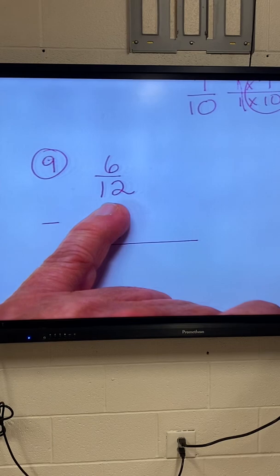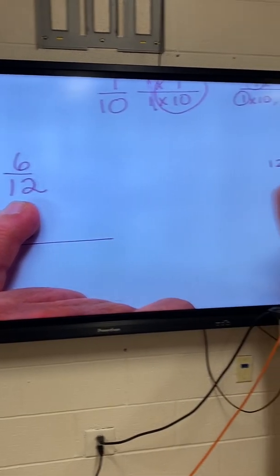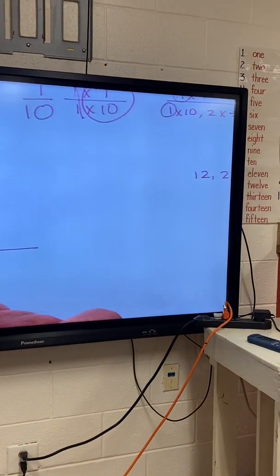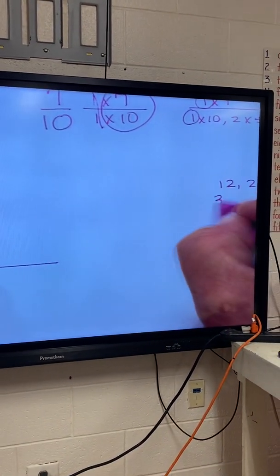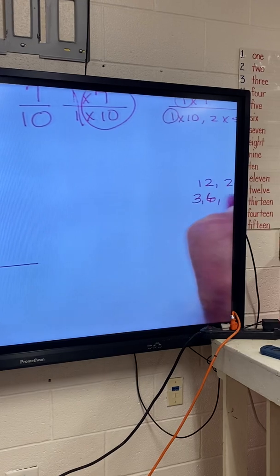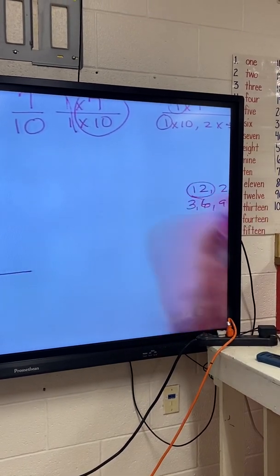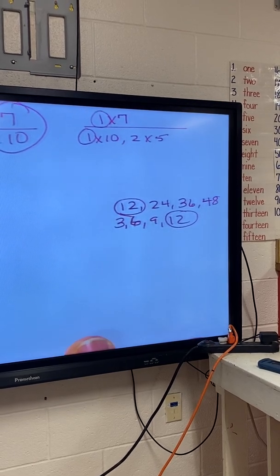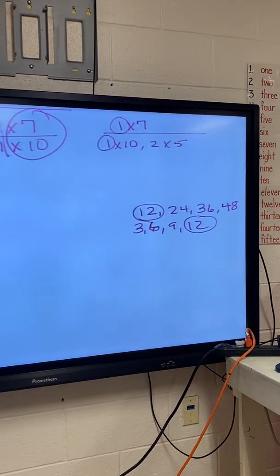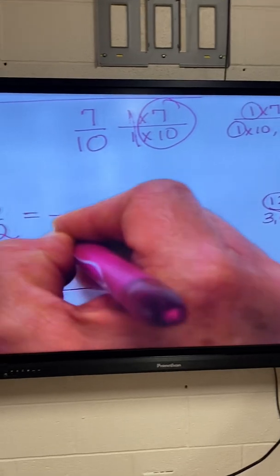I'll begin with my multiples of 12: 12, 24, 36, 48. And then with 3: 3, 6, 9, 12. And right away I noticed that 12 is the number that these denominators have in common. So I'm going to change it to 12.